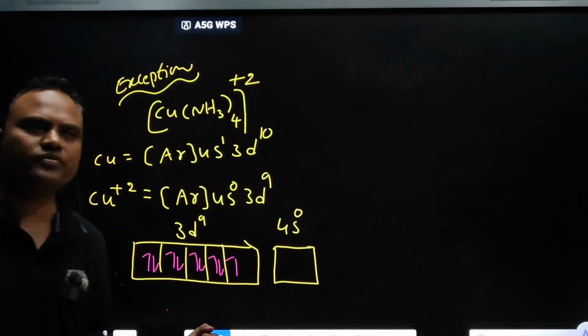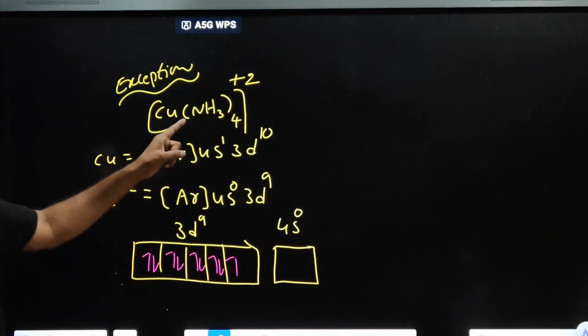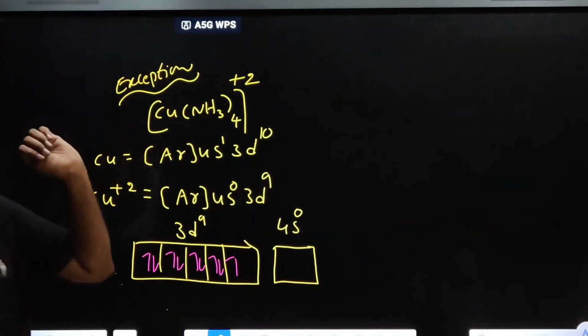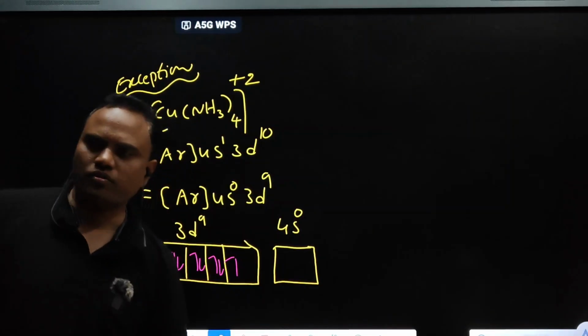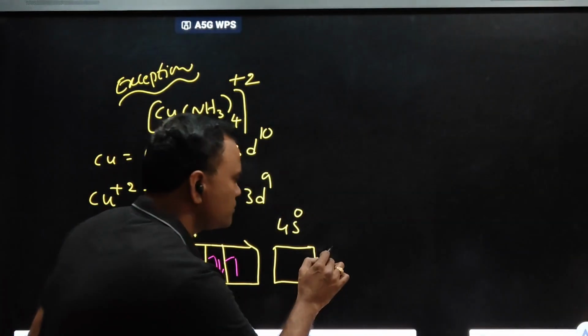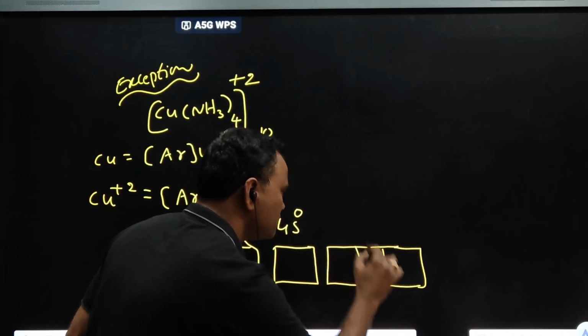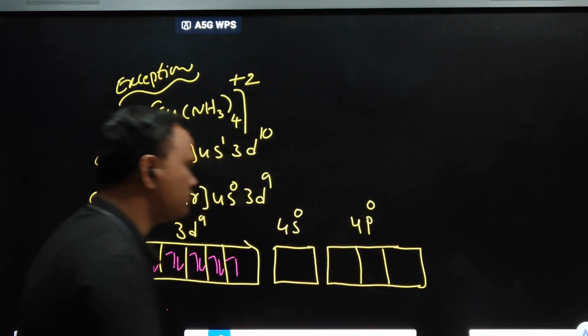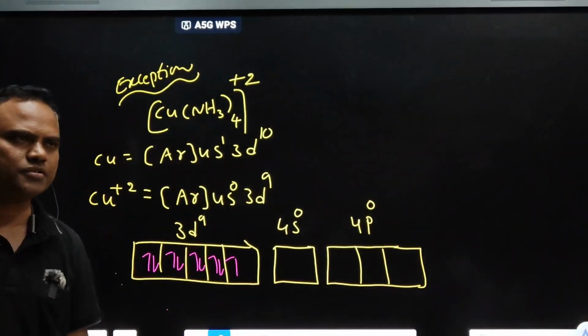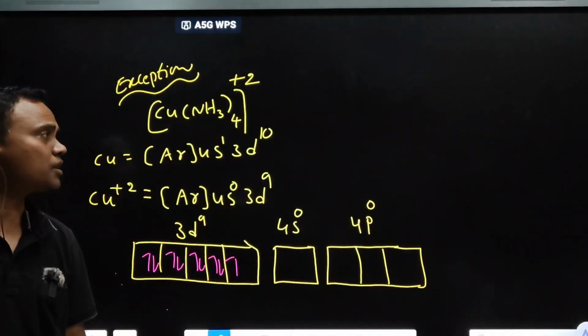How many vacant rooms do we require? What is the coordination number? 4. How many vacant rooms do we require? 4 vacant rooms we require. So 3 more orbitals I have to write. 4p0, 4p0, right? Correct only now?